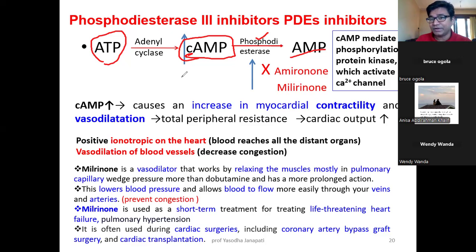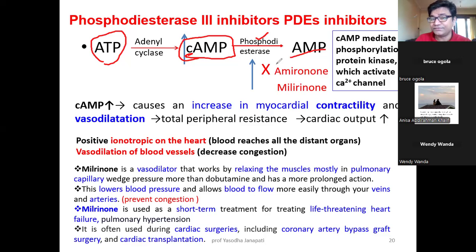So this cyclic AMP mediates phosphorylation of protein kinase, which activates calcium channels. It's the same mechanism for sildenafil citrate, the Viagra tablet, but it acts on the blood vessels which are present on the penis. So this is different. These drugs are blocking at the cardiac muscle and the blood vessels.